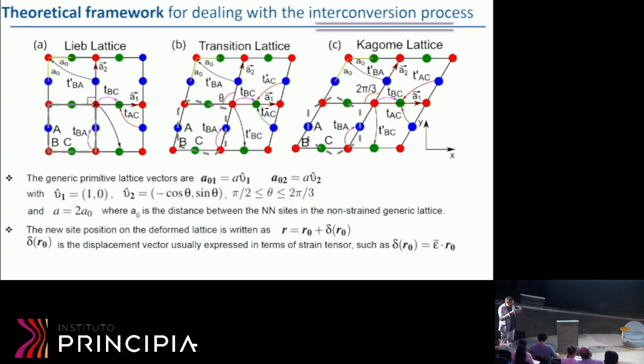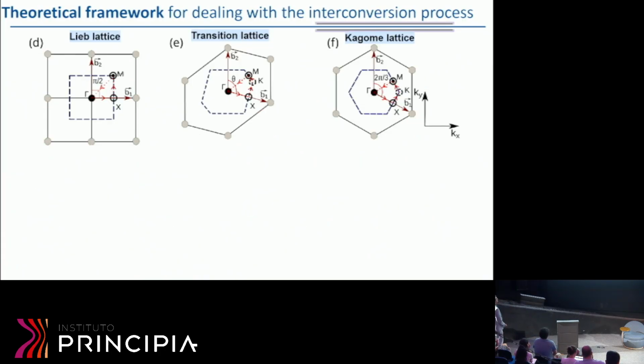And since one of the works I will apply strain, I also put already in my model the deformation that comes here, that is the displacement vector, okay? And it can be written in terms of the strain tensor, okay? At the end of the day, you can write it like that. In reciprocal space, you are going to have a morphology from a square-like first Brillouin zone to a hexagonal first Brillouin zone.